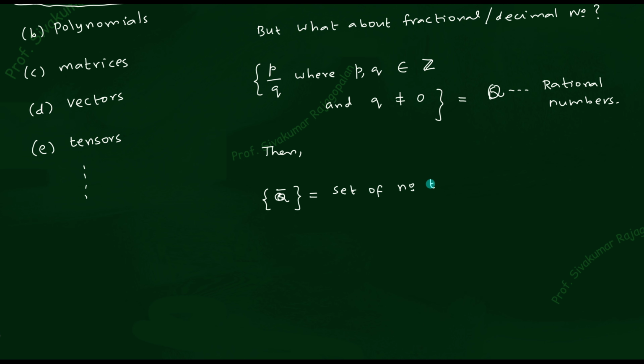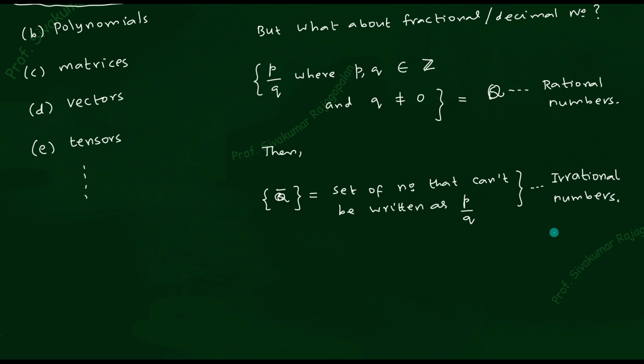So I will explicitly write down that they are the set of all numbers that cannot be written down as P divided by Q. Any number that you can't write down as P divided by Q, we will call it by the symbol Q bar, and the name for that is the irrational numbers. The previous one is rational, so this one is irrational.